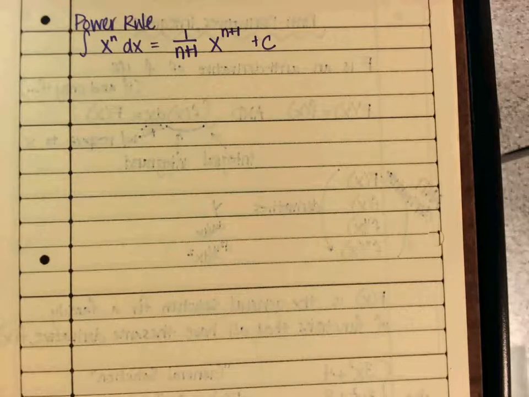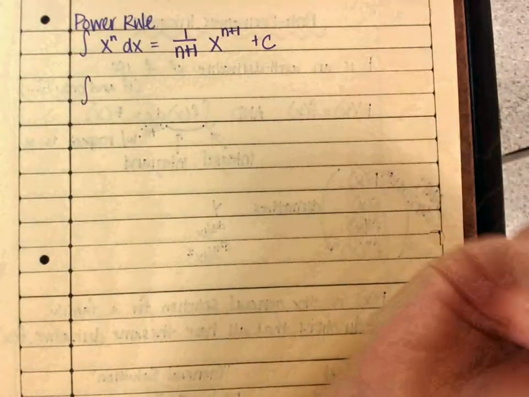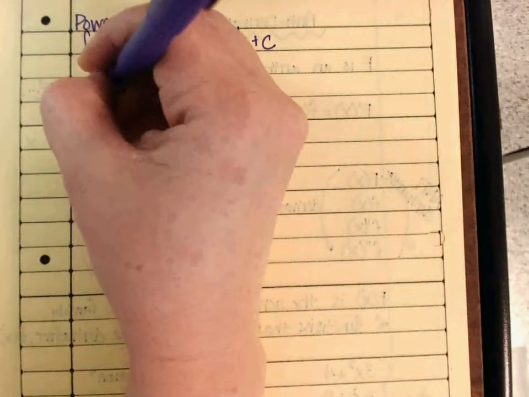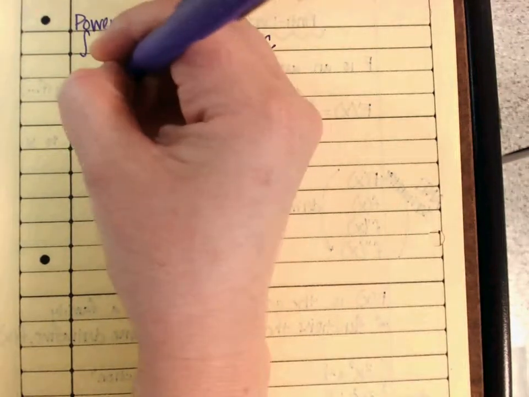Now, we're going to do a couple. Yep. Why is it divide by n plus 1? Because you're undoing when you times the number down. And I'll show you some examples that I think will make it make sense. Okay, so let's just start with an easy one. Let's say that we have the integral of 3x squared.